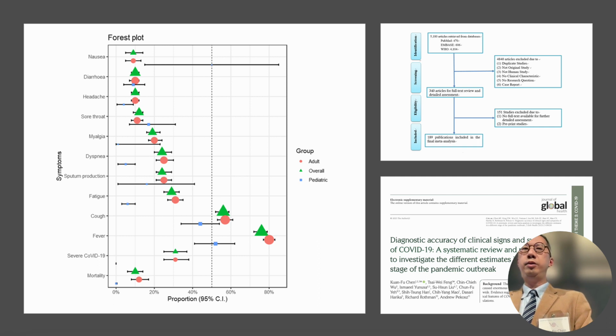Early in the outbreak, we conducted a systematic review and meta-analysis to assess how symptoms can help in early detection of COVID-19. Our findings highlighted differences in symptom presentation between children and adults, notably in fatigue and malaise.